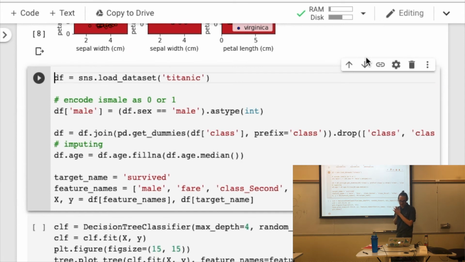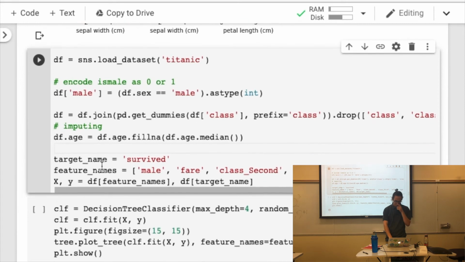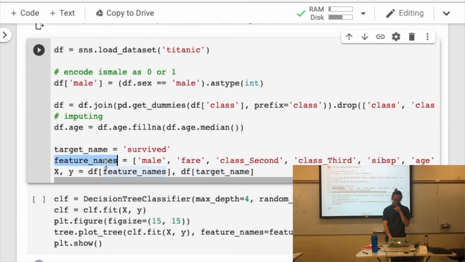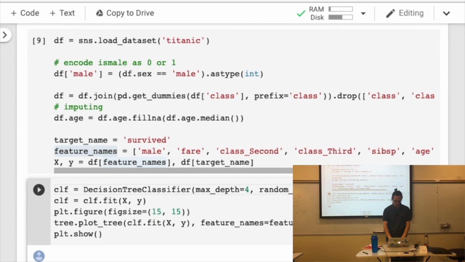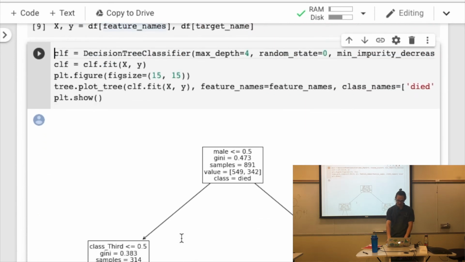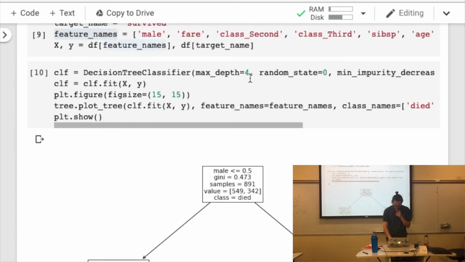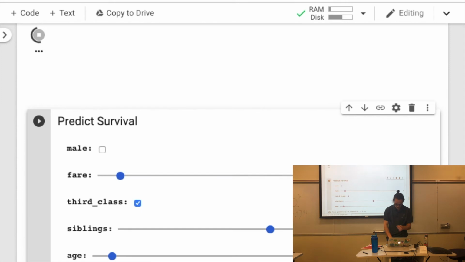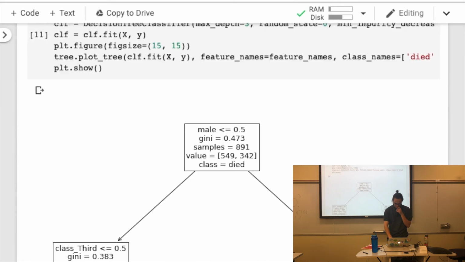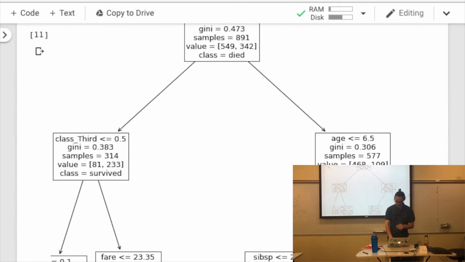So this is a Titanic data set, and what we're doing here, you don't need to worry about these few lines. We're going to impute the age with the median age. We're going to define a target name and feature names, and then we're going to get our x and y, and then we're going to make a decision tree off of it. So let's look at what the decision tree is doing. That's maybe too much depth. Let's do 3 so we can easily see what's going on. It's still rather large. Let's roll with it.